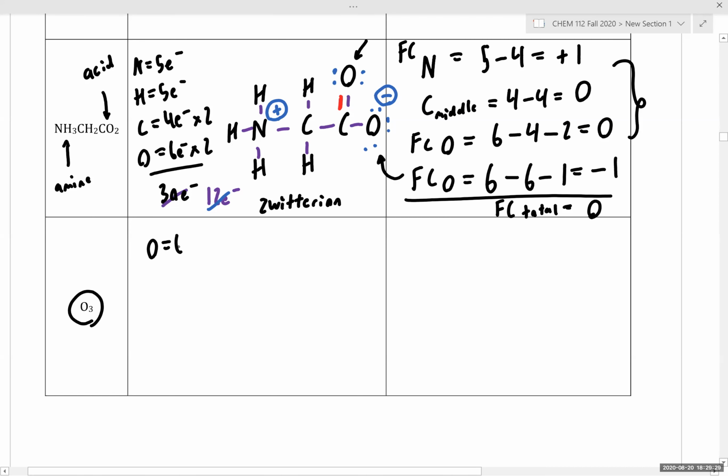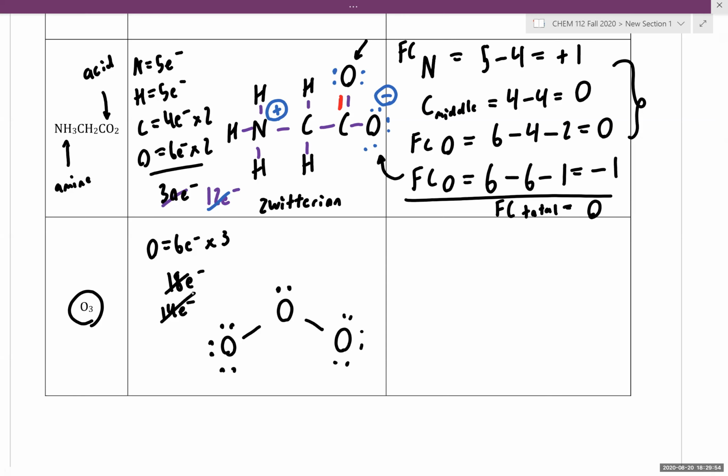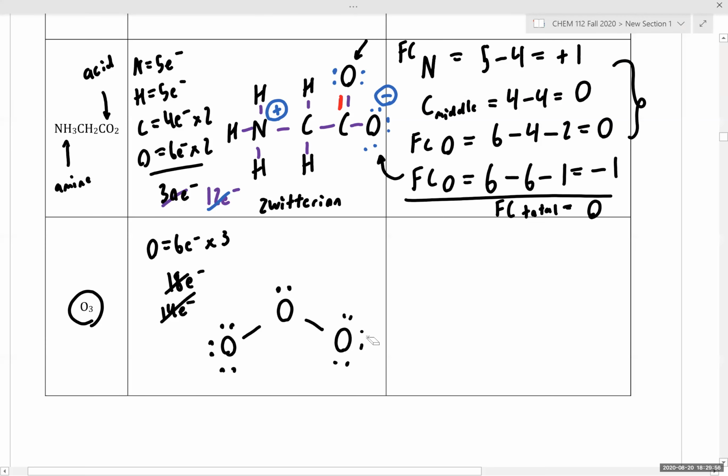So for oxygen, we have 6 electrons times 3. That gives us 18 electrons. Doesn't matter what the central atom is. All we have is oxygen. We're going to form 1 bond each. That gives us 14 electrons. Then we're going to place our lone pairs on the outermost oxygen atoms first, followed by our inner oxygen atom. Now that we're out of electrons, to fulfill the octet rule, we get rid of our lone pair and we form 1 bond.